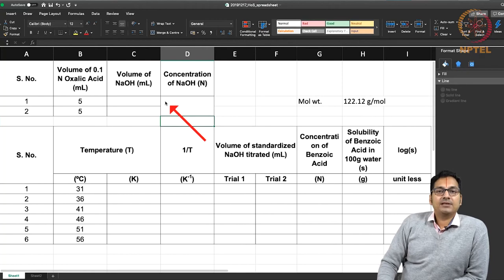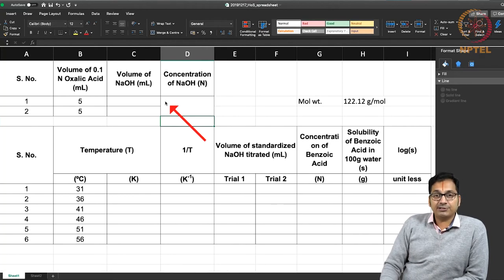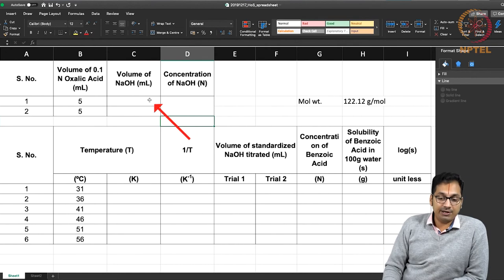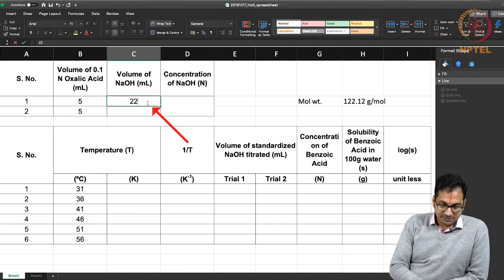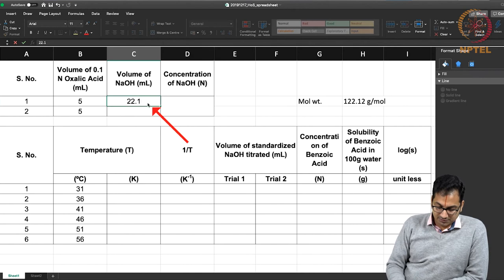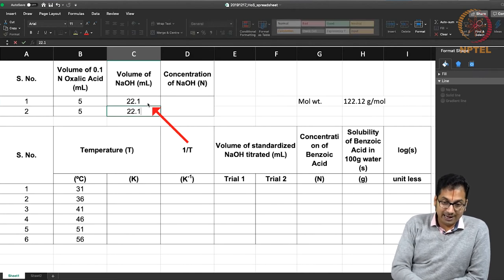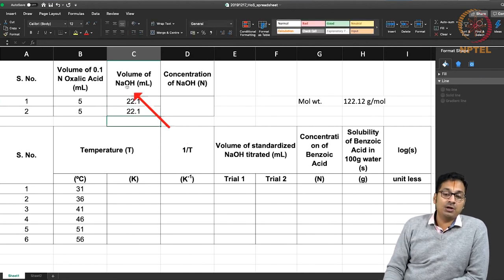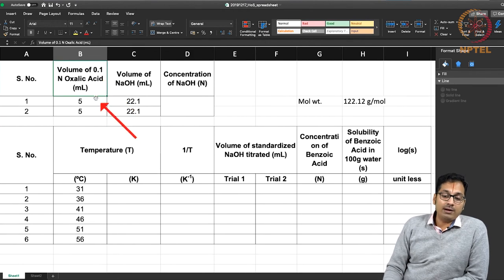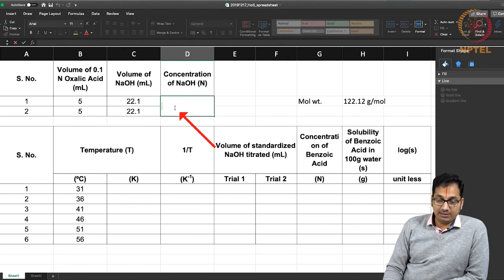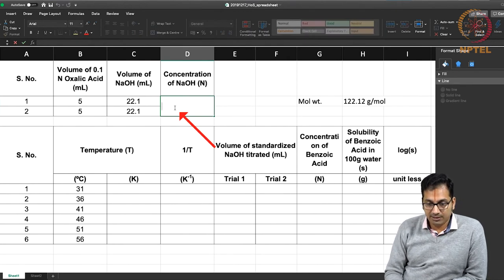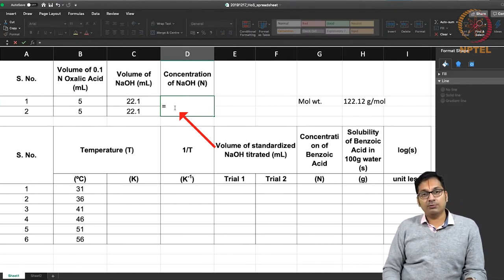Okay, so now let's take a look at how spreadsheet software could be used towards recording and analyzing your data. So in this measurement, the scientist finds that he gets concordant values of 22.1 ml required for the standardization of a carefully prepared 0.1 normal oxalic acid. So then the normality that will end up coming here would be V1N1 equal to V2N2.